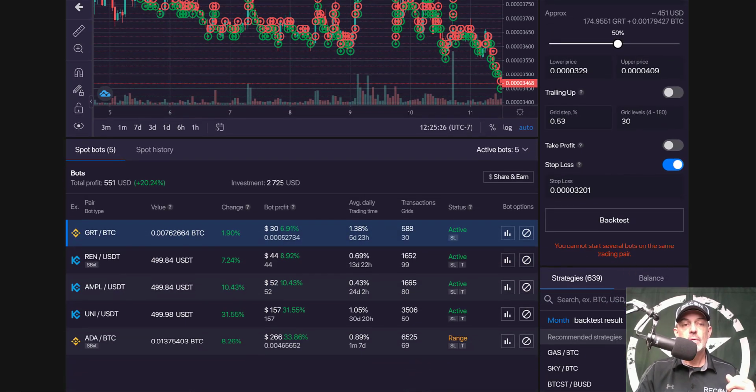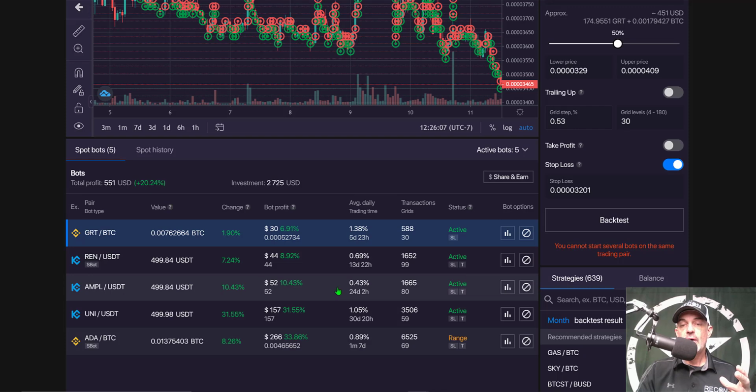If we scroll down, Ren is a little underperforming. It's been running for about 13 days, and it's just over the 50% mark. I will leave this running, as Ren is a project I'm willing to hold the token long term on. Now, Ample, that is truly underperforming, and this is one of the bots I will close out today. It's been running for almost a month and really has not performed as I expected.